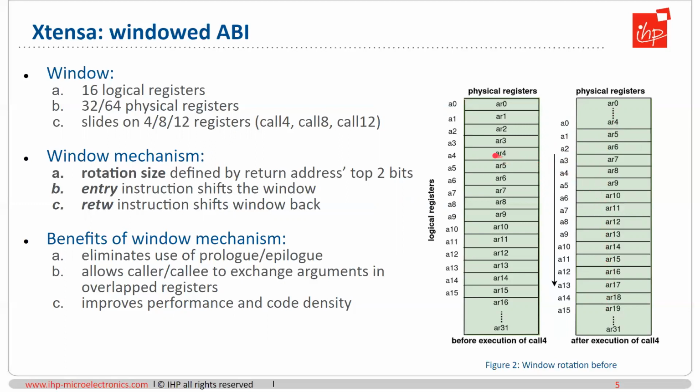So, AR4 to AR15 are shared between caller and callee. This kind of structure eliminates use of prologue and epilogue. And overall, it improves performance and code density.